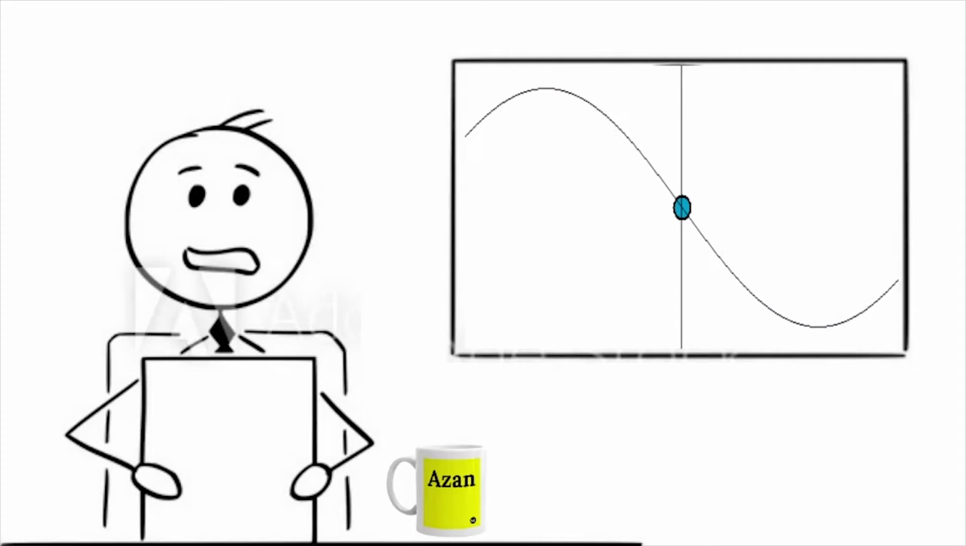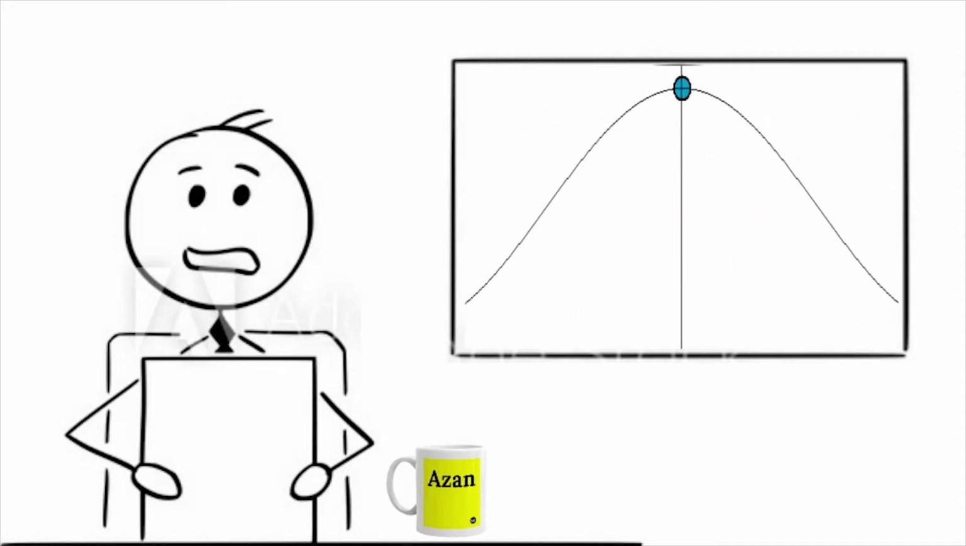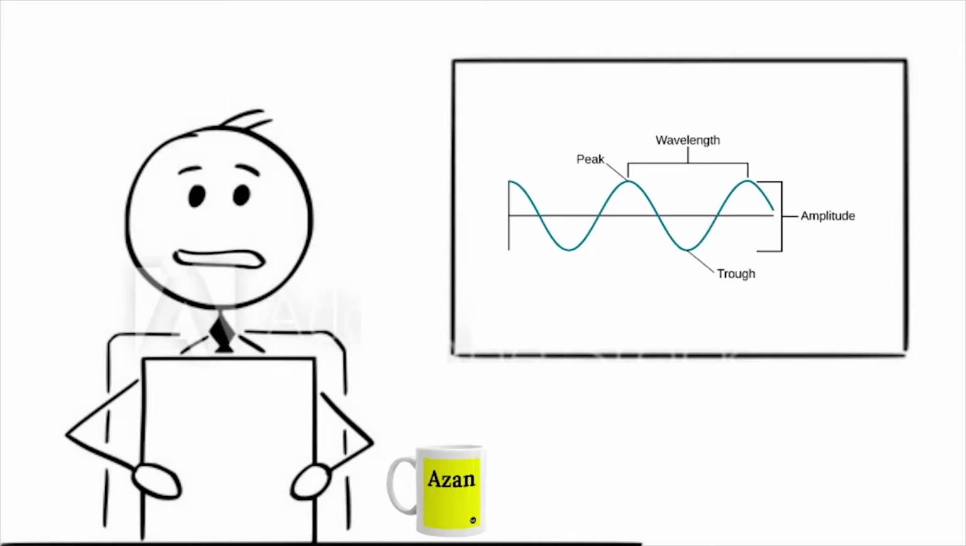First up is waves. A wave can be thought of as a disturbance that travels through a medium. It has a wavelength, which is the distance between two successive crests or troughs, and a frequency, which is the number of wavelengths that pass in a second.